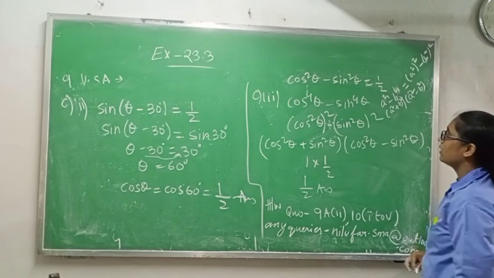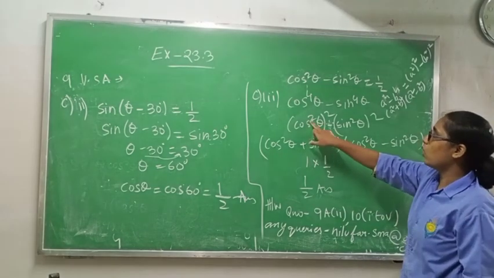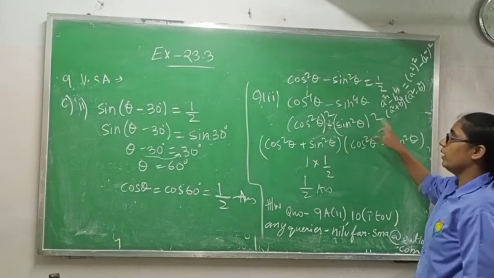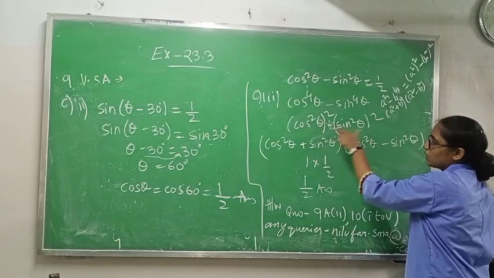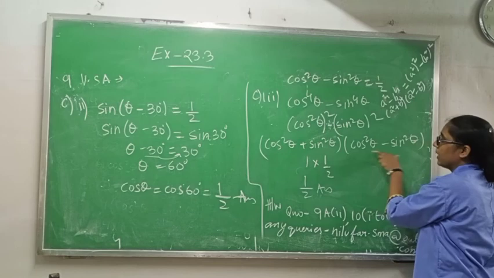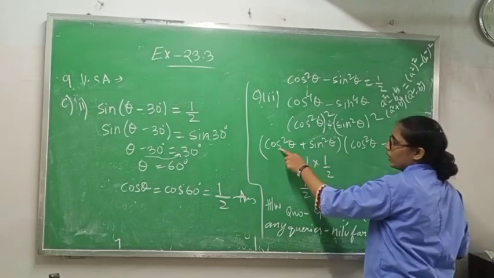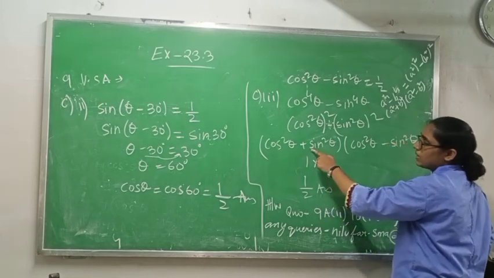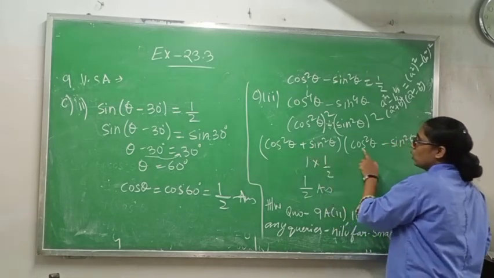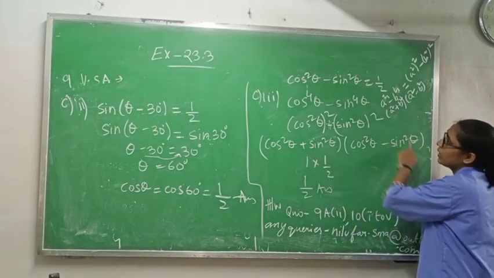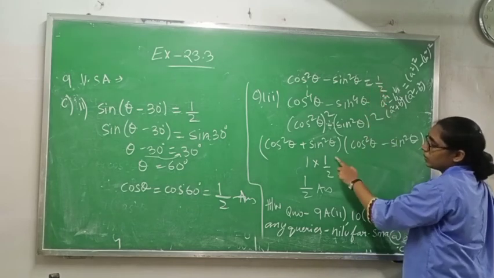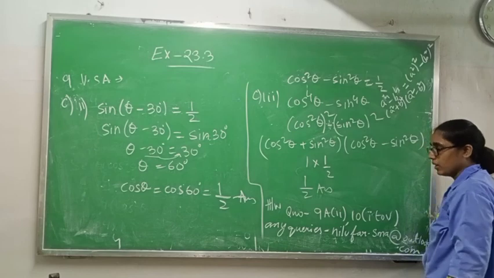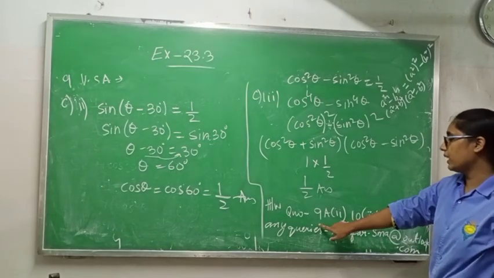Same thing I am doing here. So I am first writing cos square theta whole square minus sin square theta whole square. The formula of a square minus b square is a plus b, a minus b. A is cos square theta and b is sin square theta. And you know that cos square theta plus sin square theta will give you 1. Cos square theta minus sin square theta value is already given as 1 by 2. 1 into 1 is 1, and 2, so 1 by 2. Answer is half.